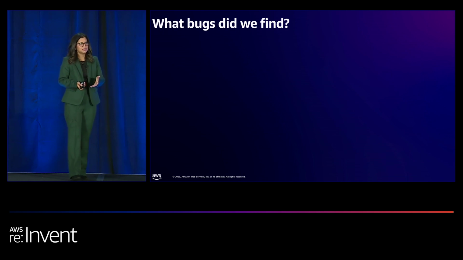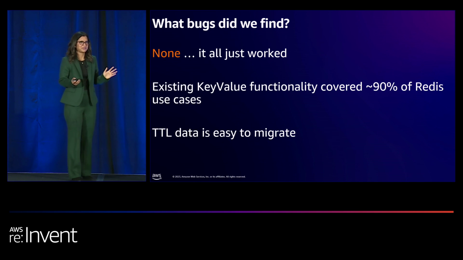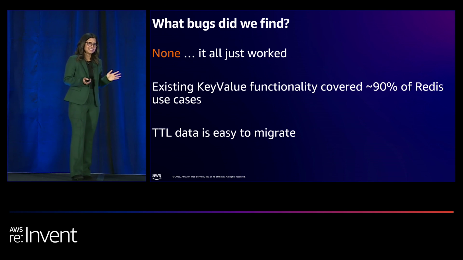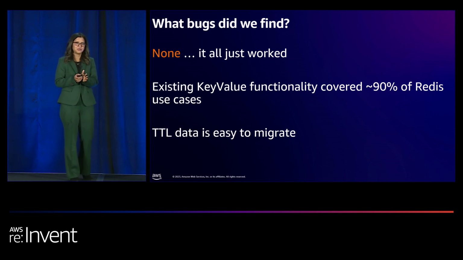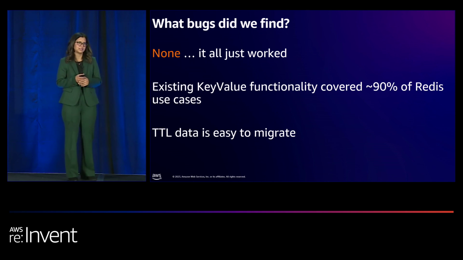So what bugs did we find in this migration? None. Sometimes migrations are not painful. It really worked for us, and I think the major reason is that most of our use cases were already supported by key value, and also the data was set with TTL, so we didn't have to move data, and this reduced the correctness bugs in that case.